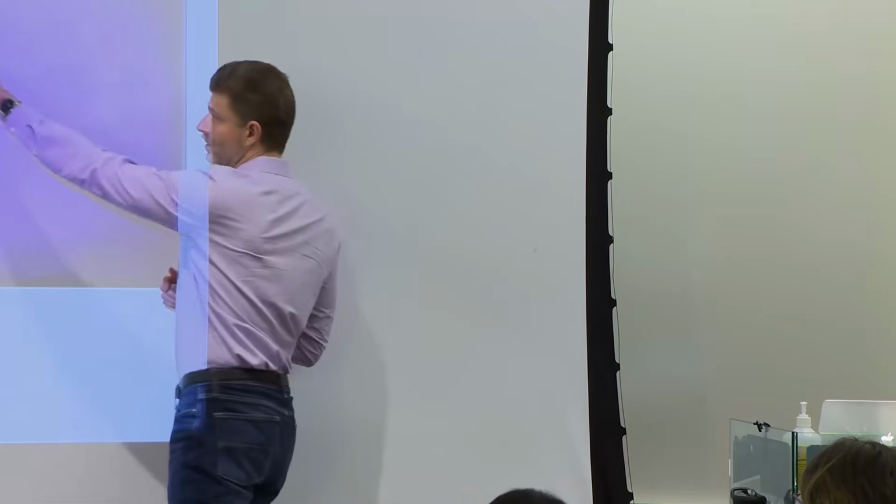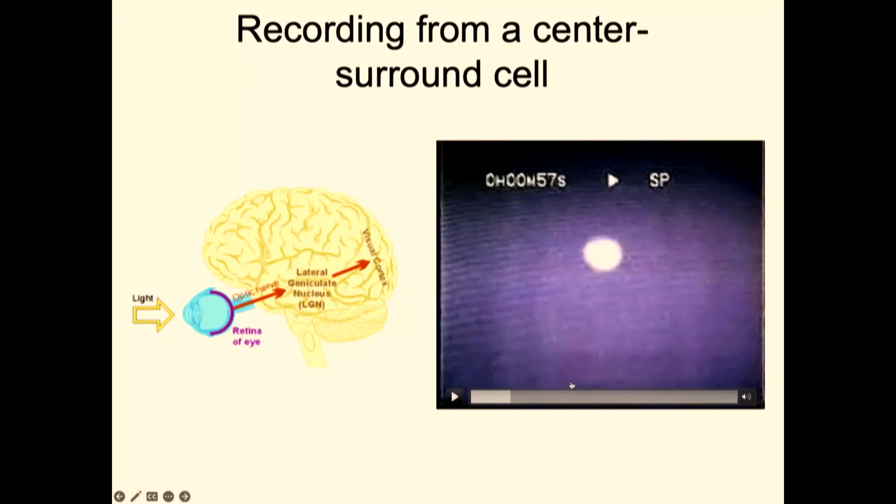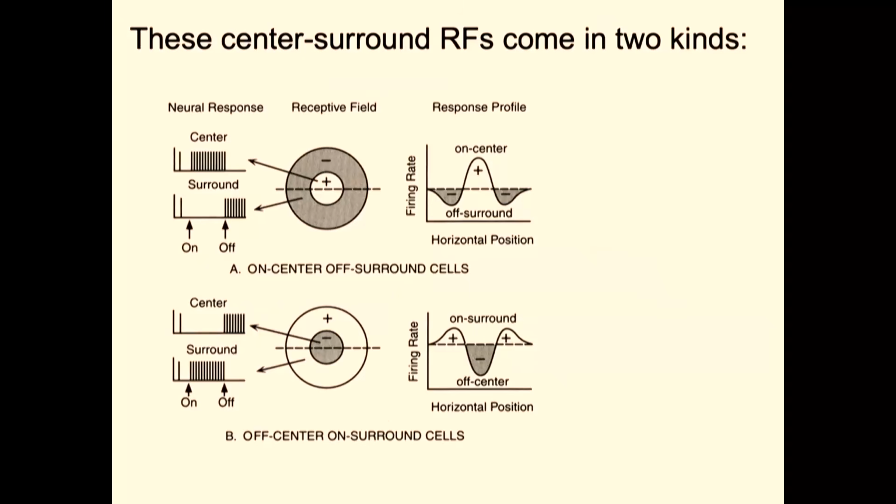So now they've centered the spot of light in the approximate location of the receptive field, the place that's driving the neuron, and now it's flashed on and off, and you can see that the flashes elicit bursts of spikes.